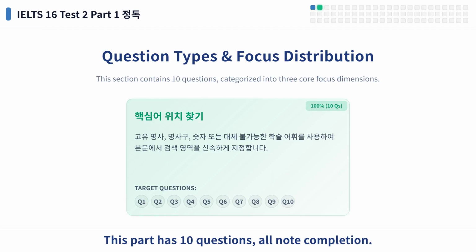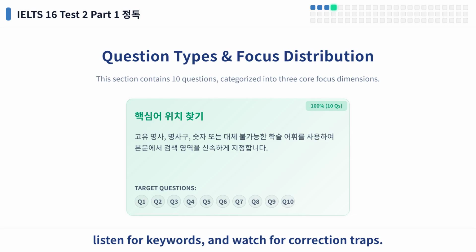This part has 10 questions, all note completion. The answer limit is one word and/or a number. All questions are keyword location. You listen, find the keywords, and write the answer. 3 core strategies: predict answer type, listen for keywords, and watch for correction traps.